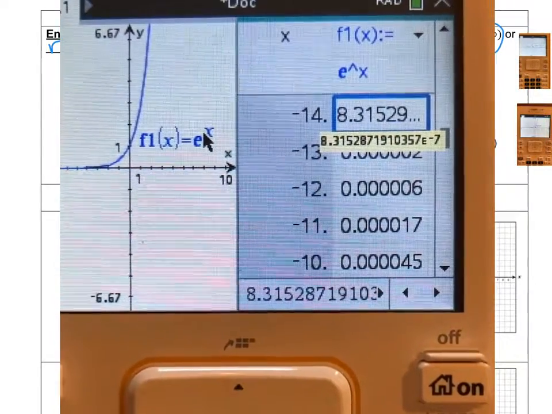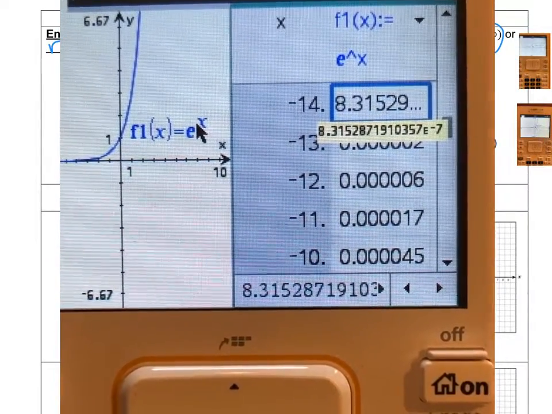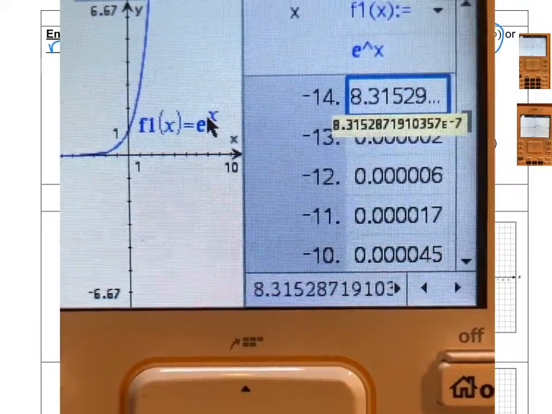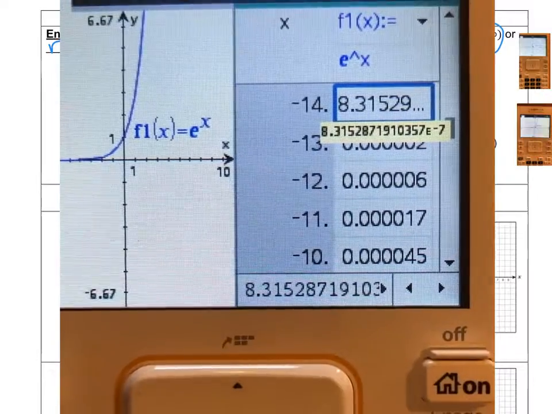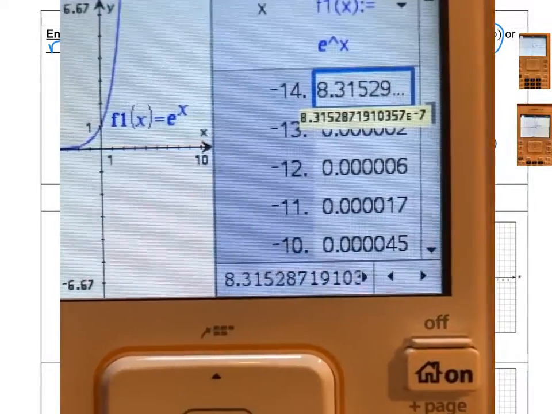Don't get confused by this. This is 8.31, but it's times 10 to the -7. So that means there's really 7 zeros in front of that 8. It'd be like 0.0000007, okay?